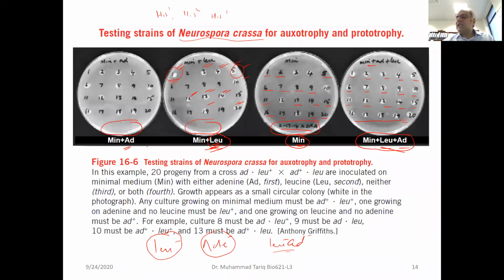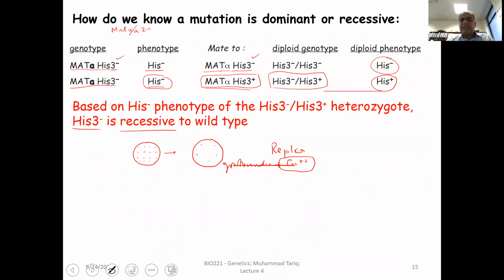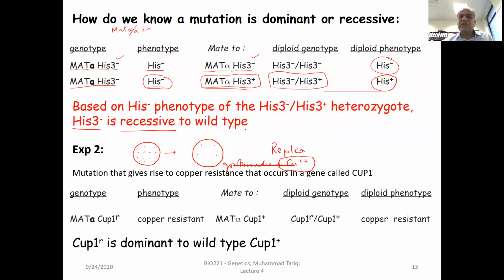Here, what was the case? Your mutants in the minimal media and the selection media did not survive. They only survived when you added the required amino acid. Here, selection is like in the presence of copper, they survive. Now, again, you will do your cross, and your MET A is resistant. So you call it CUP1R. R means resistant.